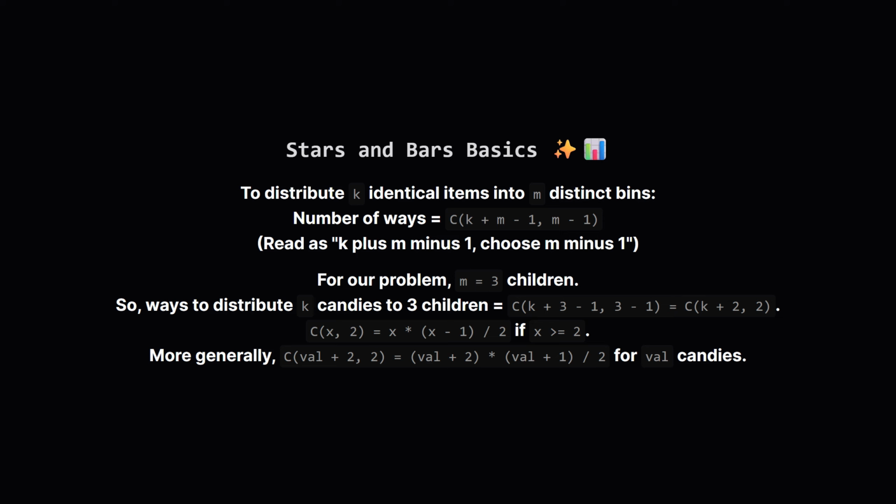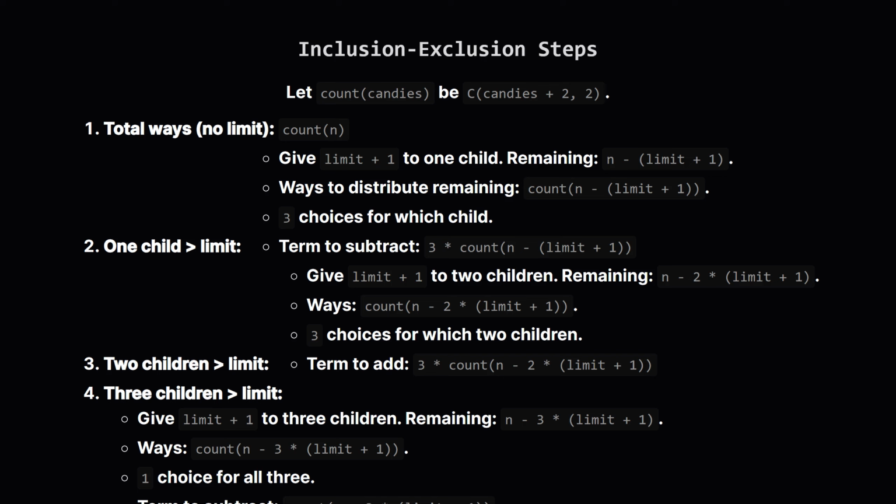We'll use a helper function for this. Let's define a helper, say count_combinations_for_candies, that takes a number of candies, let's call it num_candies, and returns "num_candies plus 2 choose 2." This is our basic building block. First, the total unrestricted ways. This is just count_combinations_for_candies applied to n. Second, subtract cases where at least one child gets more than limit candies. This means they get at least limit plus 1 candies.